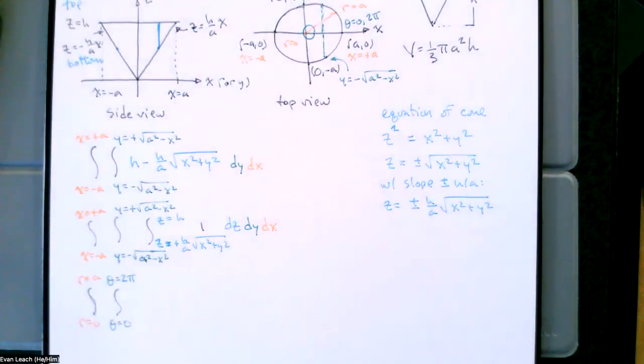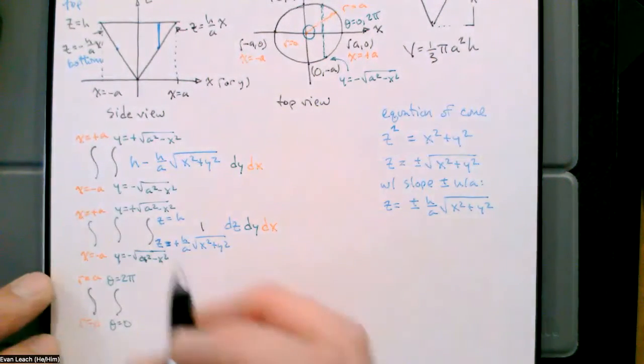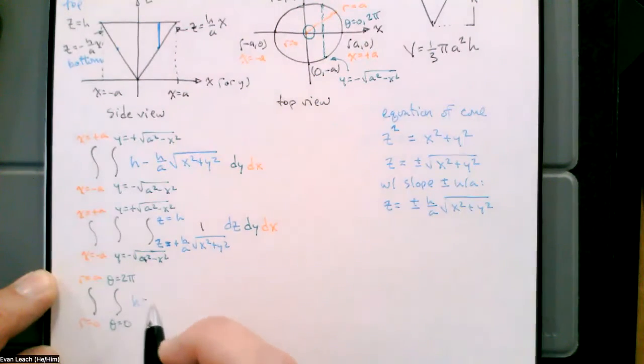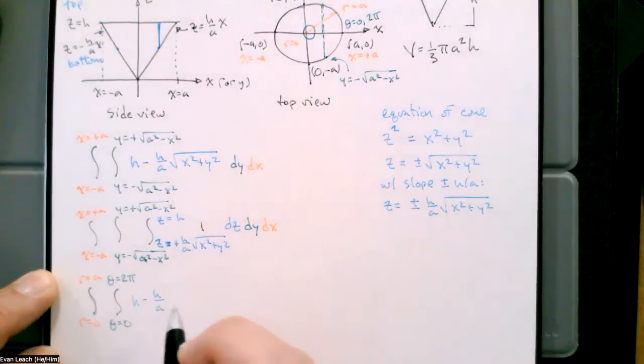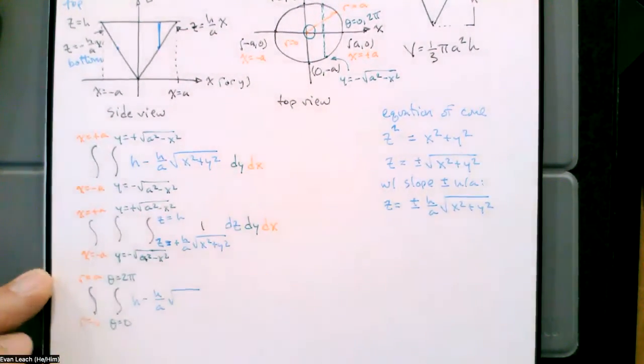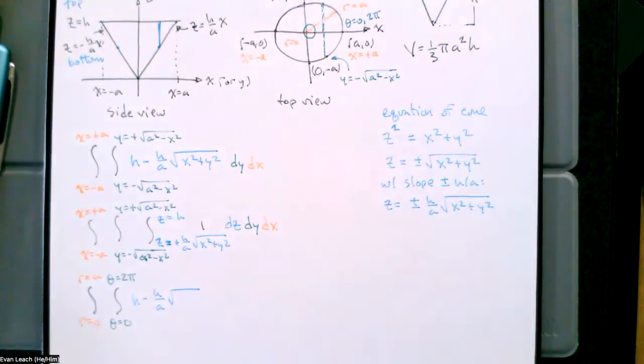If we look from the side view, I have the same top and bottom. So the top is just z equals h, and the bottom is just the cone. But I don't want the cone in rectangular coordinates. I want the cone in polar coordinates. So I still have h minus h over a times the square root, but I don't want x squared plus y squared. I need to replace x squared and y squared with r squared because we're going to polar coordinates.